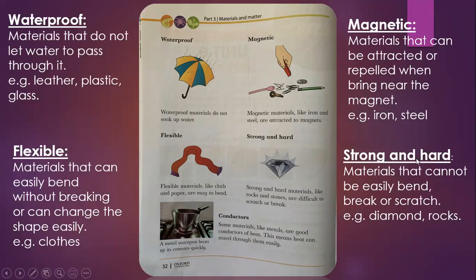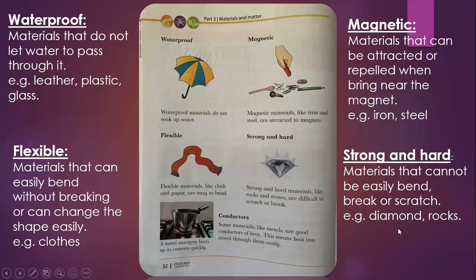Now, strong and hard materials. Materials that cannot be easily bent. You can say the opposite of flexible is strong and hard. Flexible materials can easily bend, but hard materials cannot be easily bent, and are very difficult to break or scratch. Examples of hard and strong materials are diamond, different types of stones, or rocks.